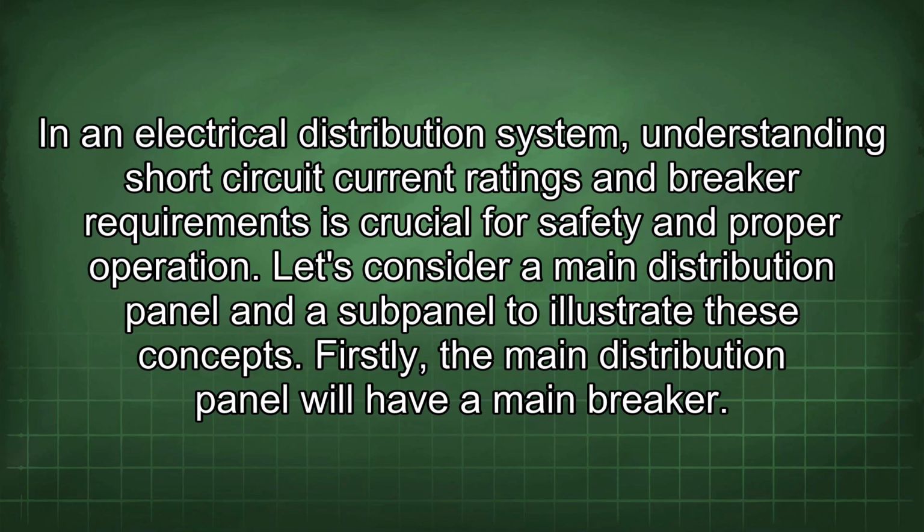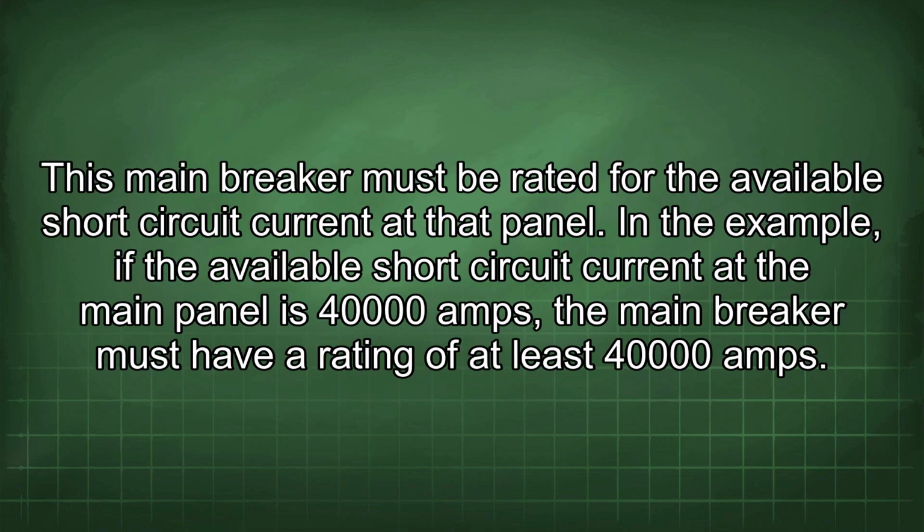In an electrical distribution system, understanding short-circuit current ratings and breaker requirements is crucial for safety and proper operation. Let's consider a main distribution panel and a subpanel to illustrate these concepts. Firstly, the main distribution panel will have a main breaker. This main breaker must be rated for the available short-circuit current at that panel.